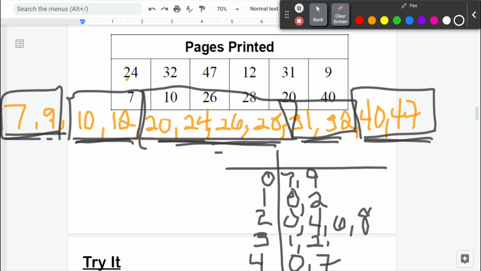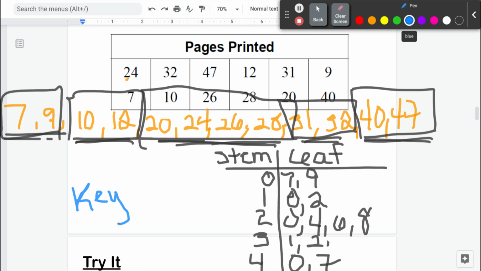And what we do up here is we write, here's our stem, and here's our leaves. We do want to make some sort of a key. And basically to make a key, you just pick any number. I'm going to pick 31. And I'm going to say 3 line 1 really means 31 pages. So this helps anyone that's reading it really see, okay, so a 3 on this side and a 1 on this side, well, you just shove them together and it helps them read that stem and leaf plot.